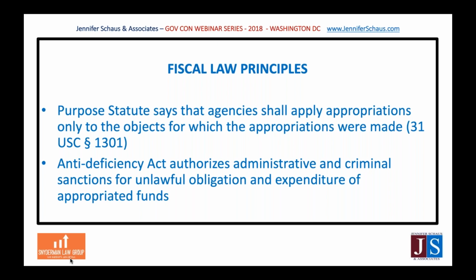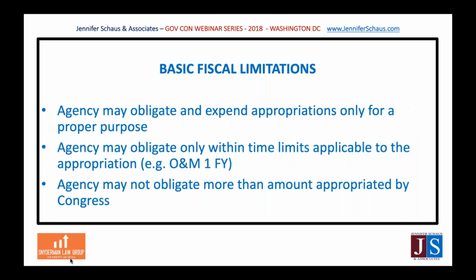So for a government contractor, this is very important. Or for a grantee, you receive grant funds for a very particular purpose, for some project that you're supposed to do that's very delineated in the statement of work. If you use the money for something completely different, that's an Anti-Deficiency Act violation and subject to administrative and criminal sanctions. Next slide, please.